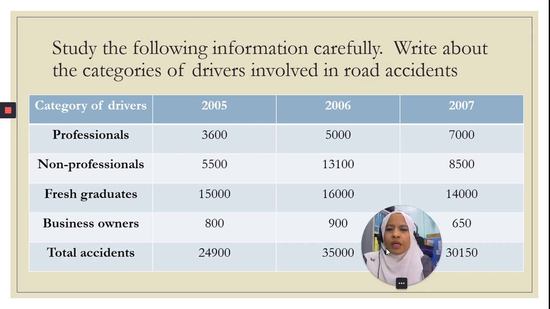Now, let's look at this visual here. So in this visual, you are given 1, 2, 3, 4 categories. These 4 categories are what you call the key features. Okay, these are the key features, and the years 2005, 2006, 2007, these are the time frames, and the numbers you see here, they are all the data that you need to manipulate and write about in your report.